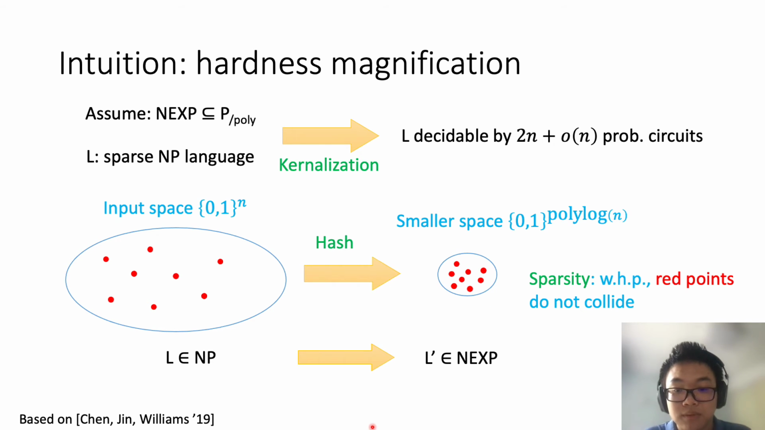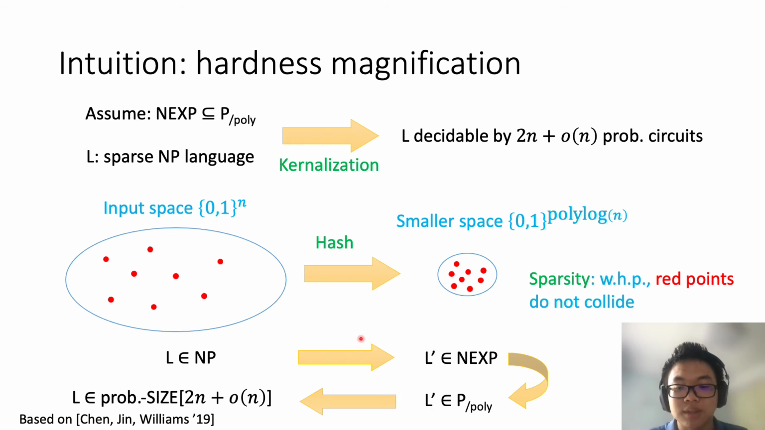These red points in the smaller space give us a new language L prime. Now since our original language L is in MP, we show that L prime is in NP. Then from our assumption that NP is contained in P/poly, L prime has polynomial size circuits. And this in turn tells us that L has probabilistic circuits of size 2n plus little n. This is the basic idea of the proof, and you can check our papers for details.